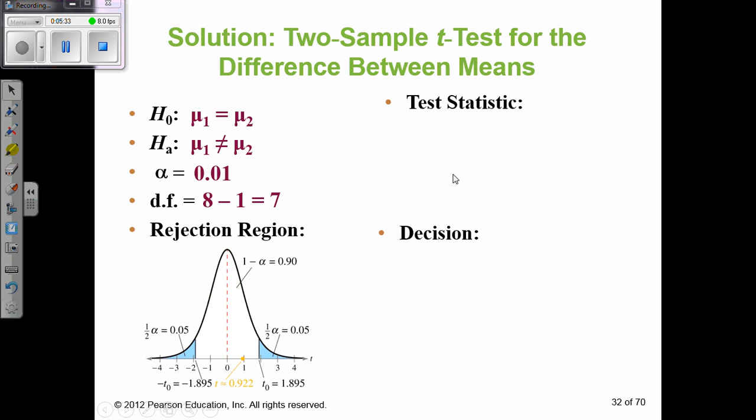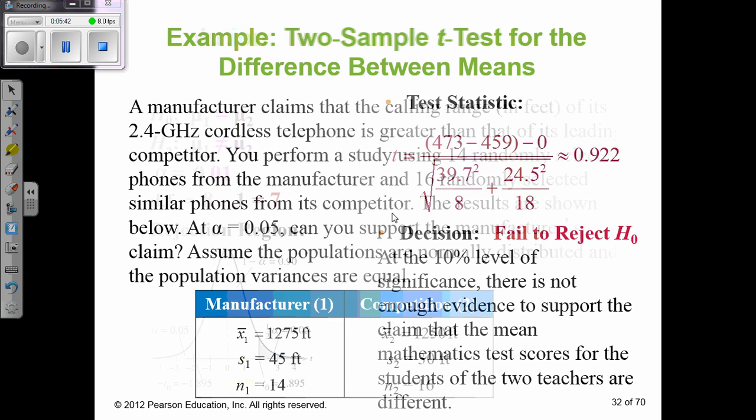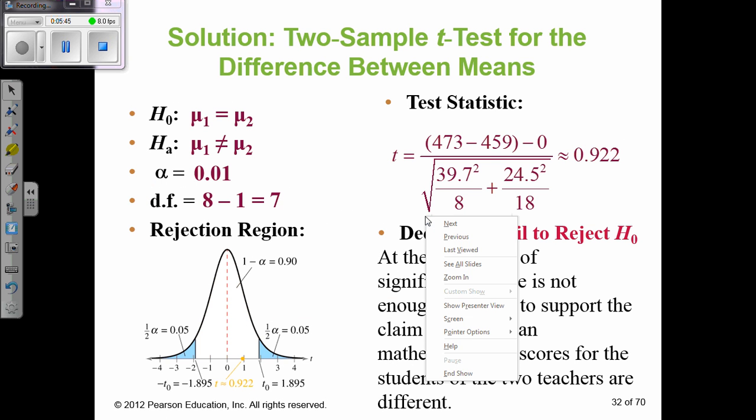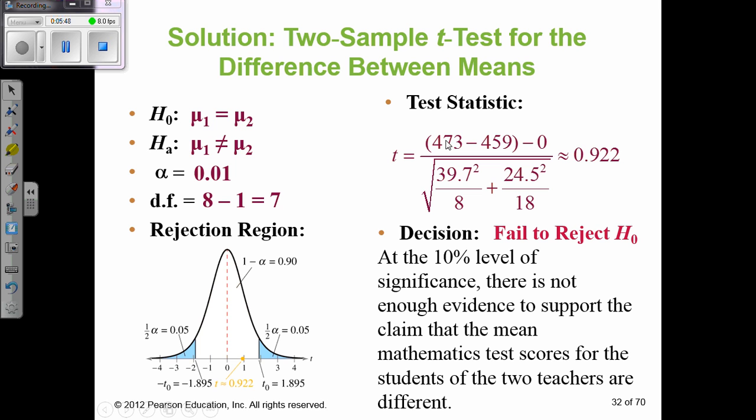Now, the test statistic is where the differences are between the two types of problems we're looking at here in 8.2. So let's look at that next. Whoops, let me go back. It's sample mean 1 minus sample mean 2 minus 0, over the square root of the sample standard deviation squared divided by 8, which is the sample size of sample 1, plus the sample standard deviation of sample 2 squared divided by the sample size of sample 2. Add those two fractions, take the square root, and we get approximately 0.922, which is right about here, not inside our rejection region, so we fail to reject the null hypothesis.